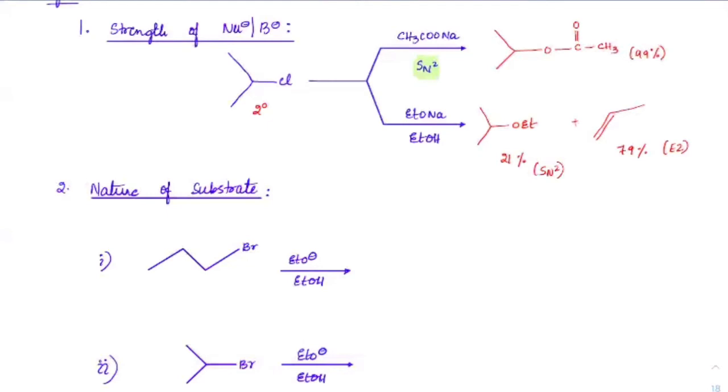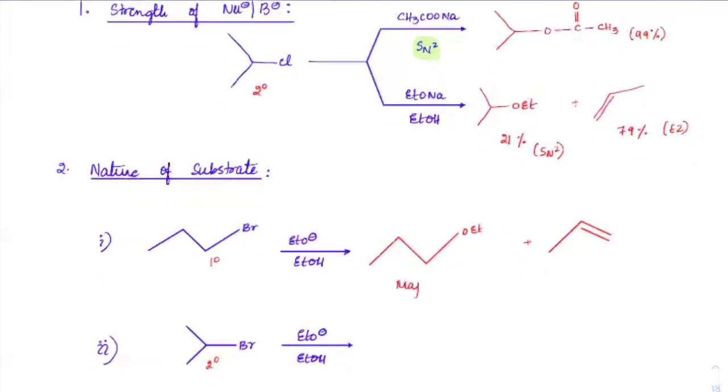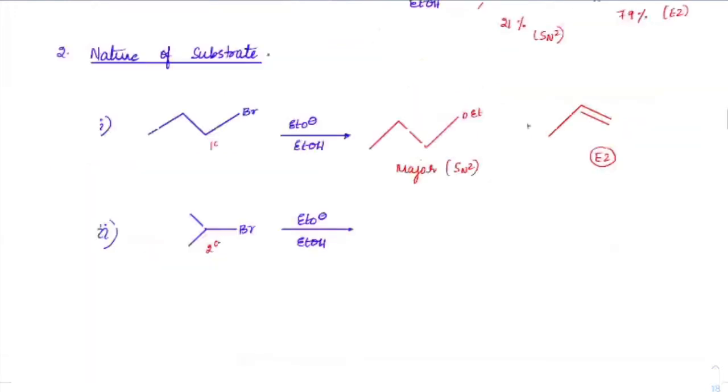Right. So let's say the position is changed. Here it is a 1-degree alkyl halide. Here it is a second degree alkyl halide. Now how much change will come? Now it has been found that in this case, the OEt product, which is a substituted product, the SN2 product, and this is an elimination product. Out of these two, this has been found to be major. Again, I don't precisely remember the amount, but SN2 has been major, E2 has been minor in this case.